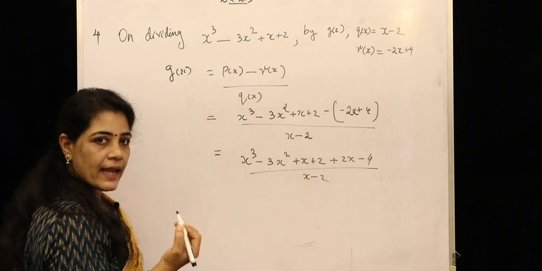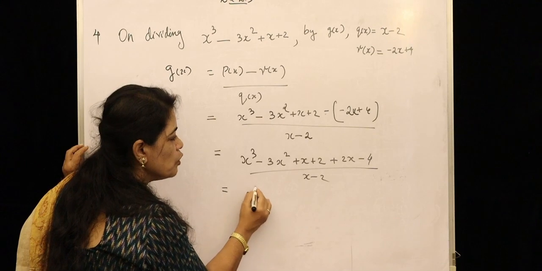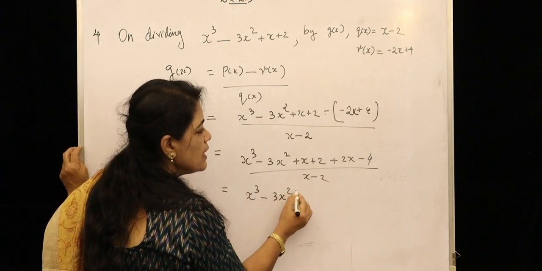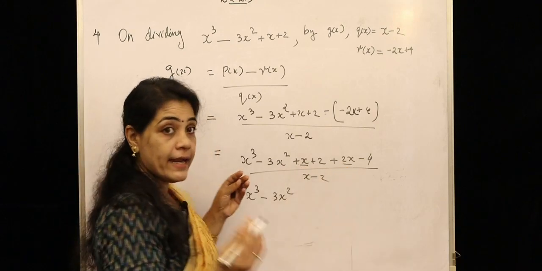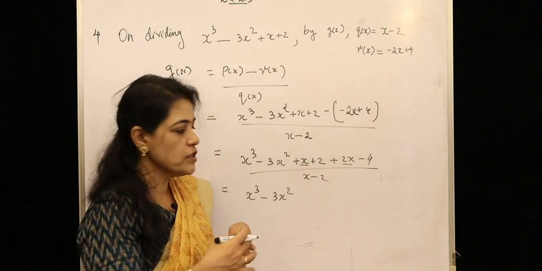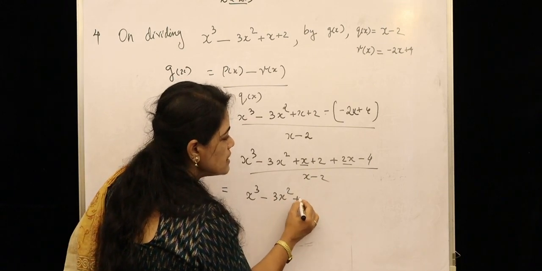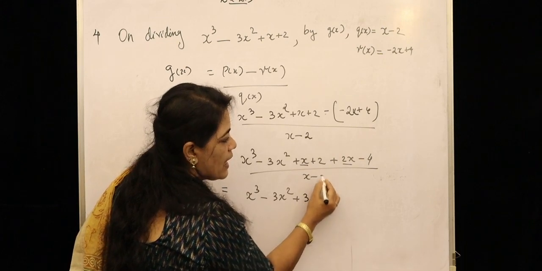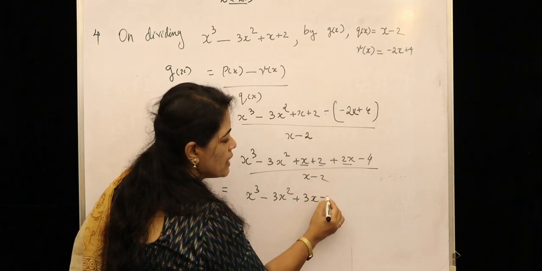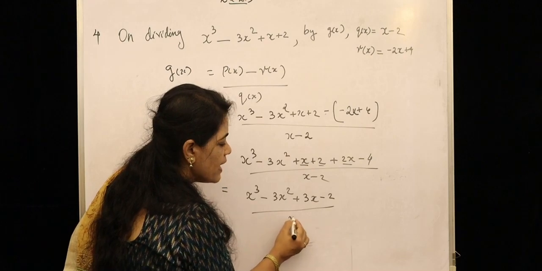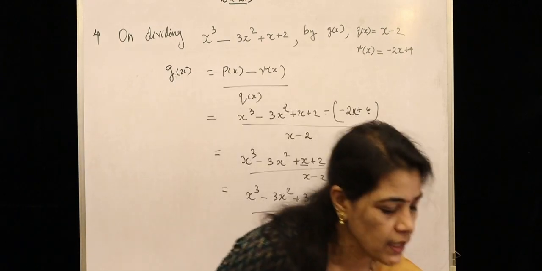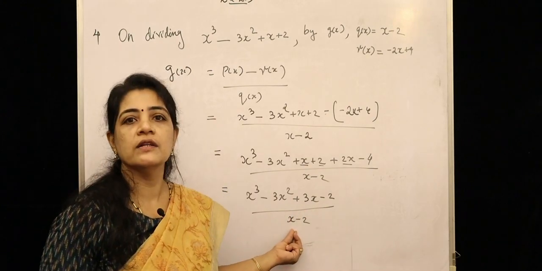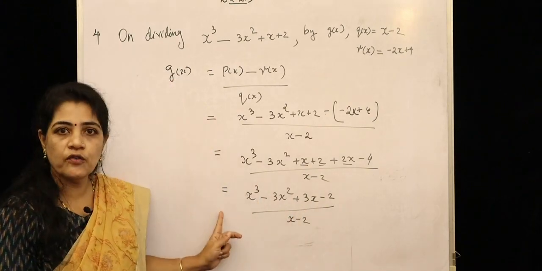Now we can add the like terms. Only one term in x cube, so no change, and x square also, minus 3x square. But x and 2x are like terms and can be added by adding the coefficients and keeping the variable as it is. So 1 plus 2, 3x, and 2 and minus 4, minus 2, divided by x minus 2. This is the polynomial to be divided by x minus 2 in order to get g of x.